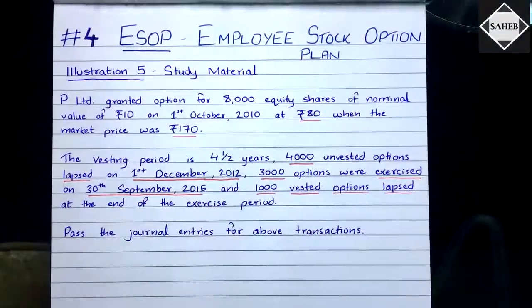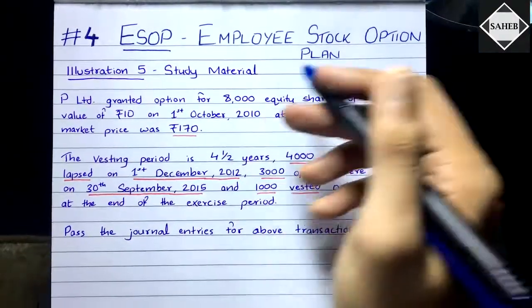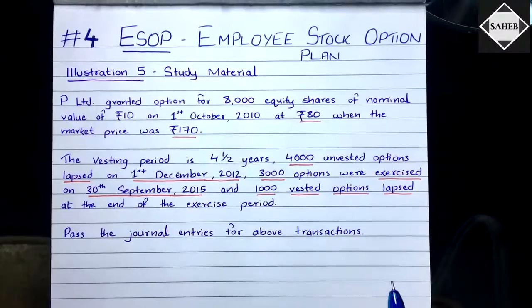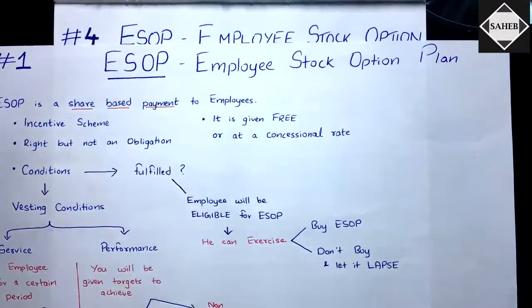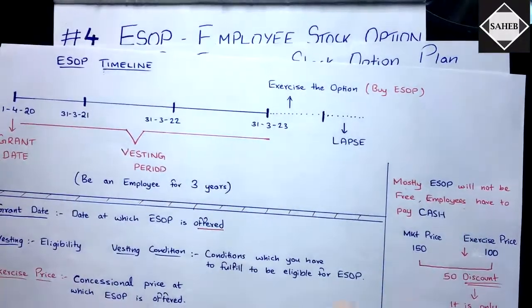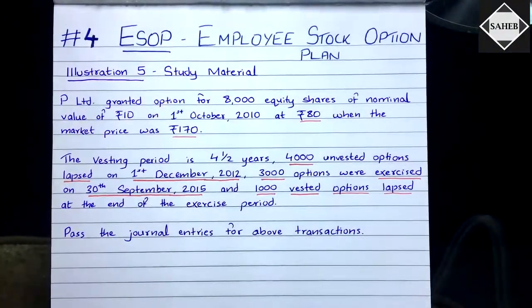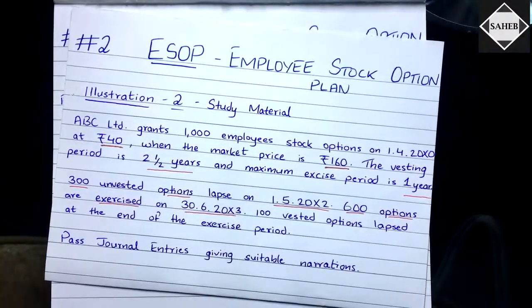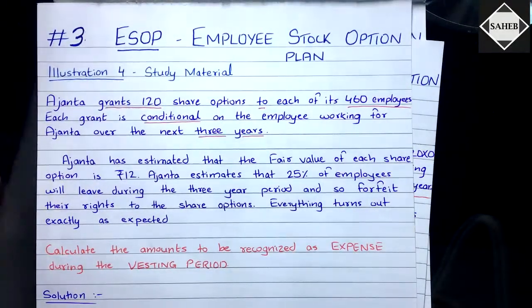Hi everyone, welcome back to the fourth video of the ESOP chapter, Employee Stock Option Plan. We have started this chapter of Group 2 Advanced Accounts. So far in the previous videos we have seen the concept, the accounting treatment, the journal entries and important terms of ESOP in the first video, and then in the second and third videos we have solved problems. In the second video we saw illustration 2 of the study material, and in video 3 we saw illustration 4 of the study material, right?